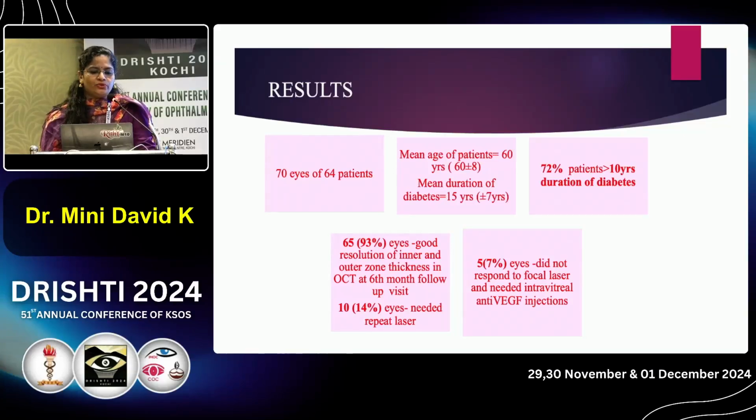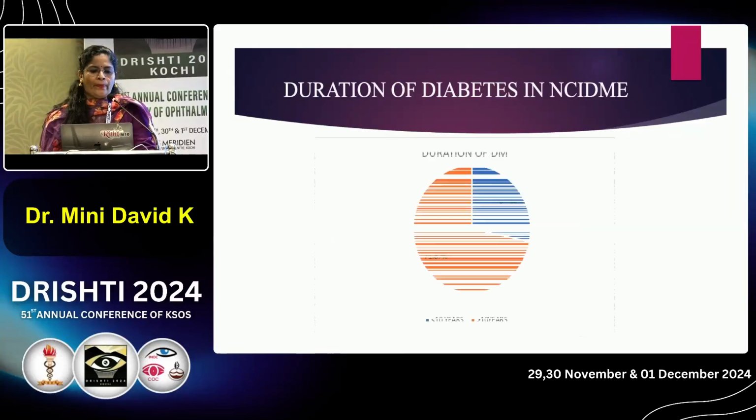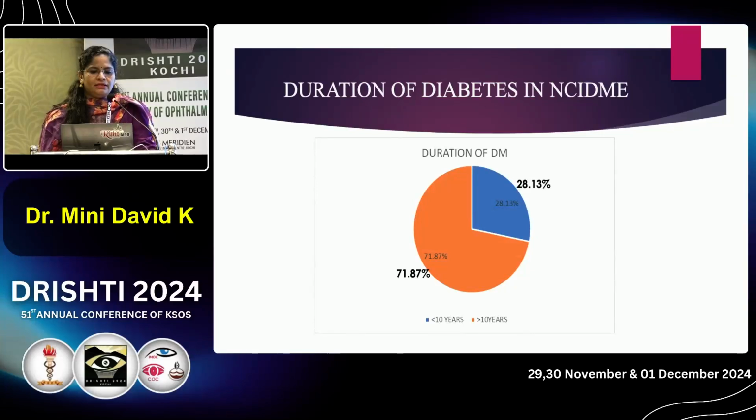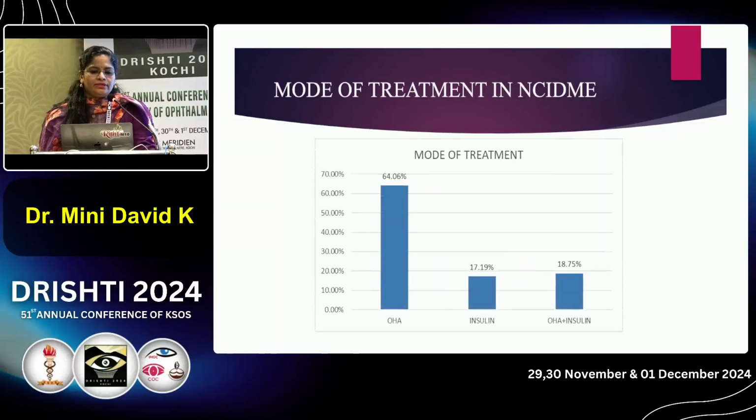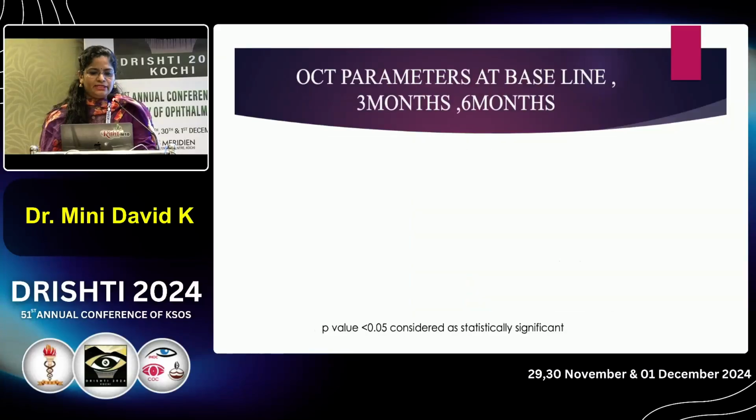93% of eyes showed good resolution of inner and outer zones thickness in OCT at 6th month follow-up visit. 14% eyes needed repeat laser, and 7% did not respond to focal laser and needed intravitreal anti-VEGF injections. Coming to duration of diabetes, 72% showed more than 10 years duration and 28% showed less than 10 years duration. 64% were using OHA and 36% were using insulin.